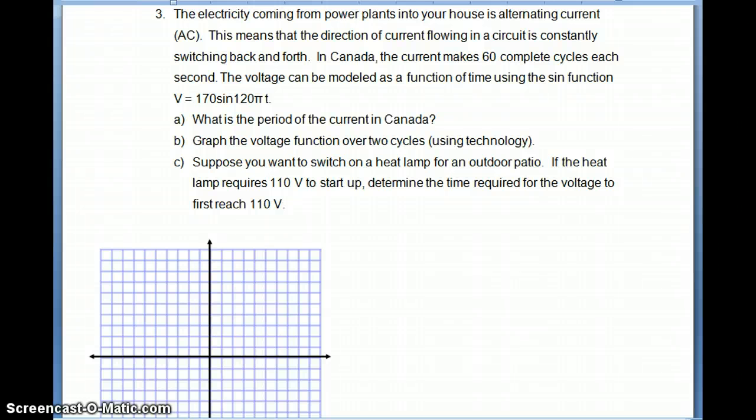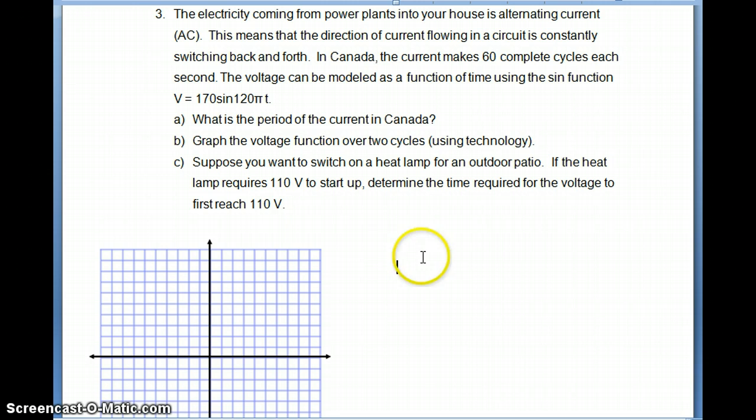Question A is: what is the period of the current in Canada? B is: graph the voltage function over 2 cycles. This one we'll just use technology. And C is: suppose you want to switch on a heat lamp for an outdoor patio. If the heat lamp requires 110 volts to start up, determine the time required for the voltage to first reach 110 volts.